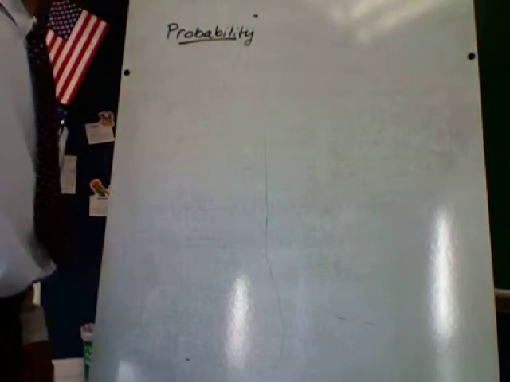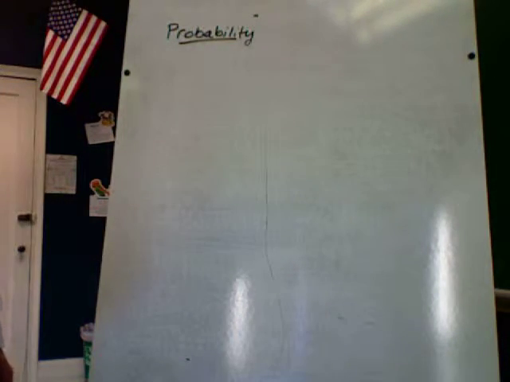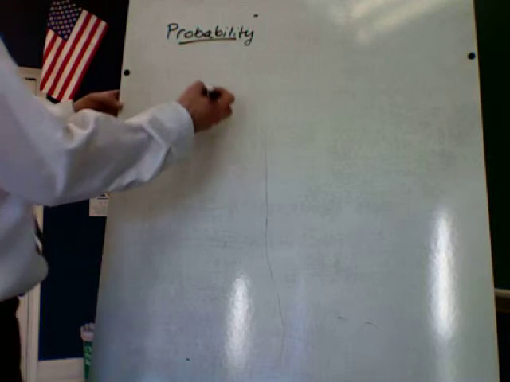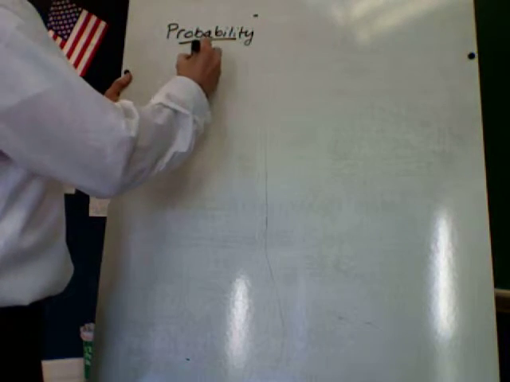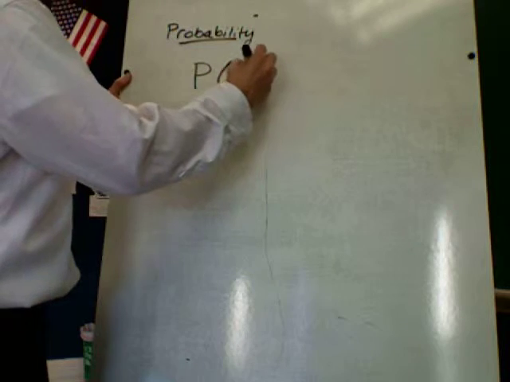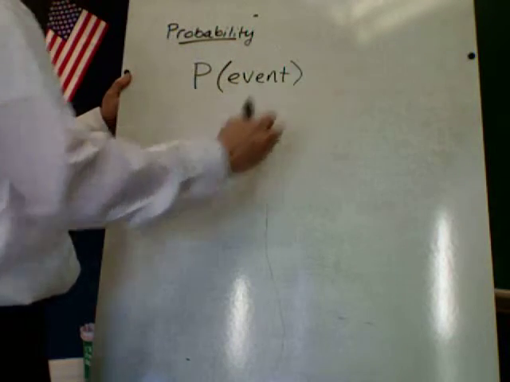All right, now we're continuing our discussion on probability. And let's talk about notation. When we say the probability of some event, we write a capital P, and in parentheses we put whatever that event is. Okay? Let's make an example.